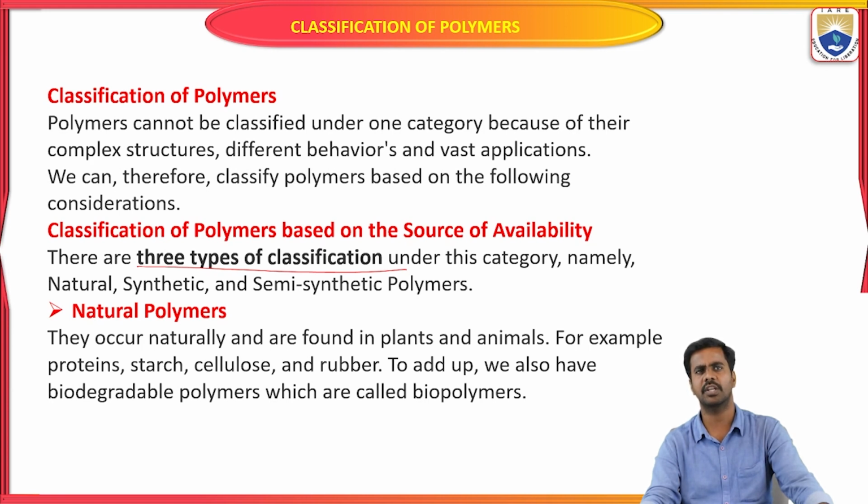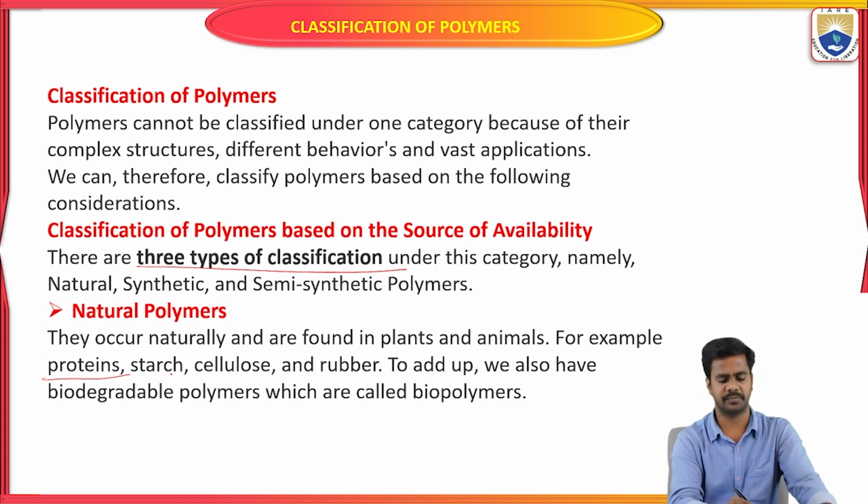First, natural polymers. Natural polymers occur naturally and they are found in plants and animals. For example, if you take proteins, protein is a naturally occurring polymer. Protein is formed by the building blocks of amino acids. So a number of different amino acids are combined to form protein.